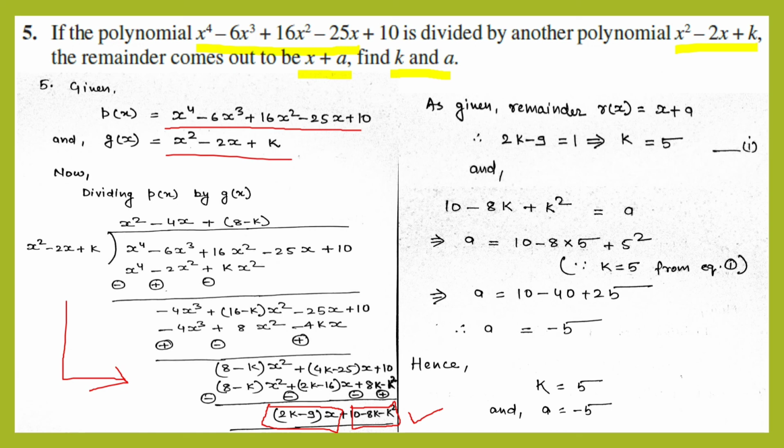So we will write 2k minus 9 is equal to 1, and thus k equal to 5. And 10 minus 8k plus k squared will be equal to a. We know the value of k equal to 5. We'll put that value. You will find the value of a as minus 5, and hence k equal to 5 and a equal to minus 5.